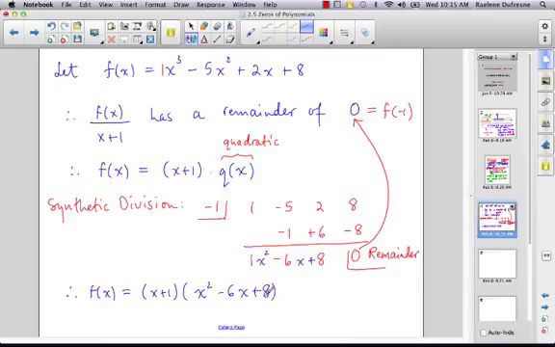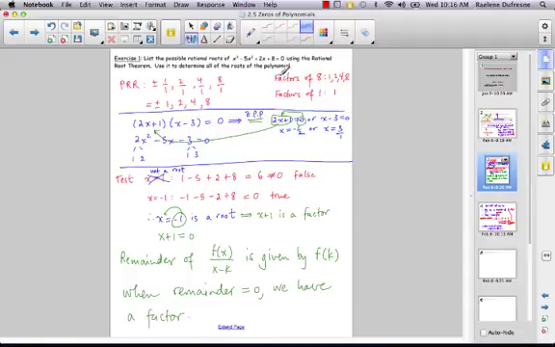And with a little bit of luck, we can just factor that using trial and error or other techniques that we've learned in the past. And we have x plus 1 multiplied by x minus 2 times x minus 4. And the question, if we just finish it off, says to determine all of the roots of the polynomial.